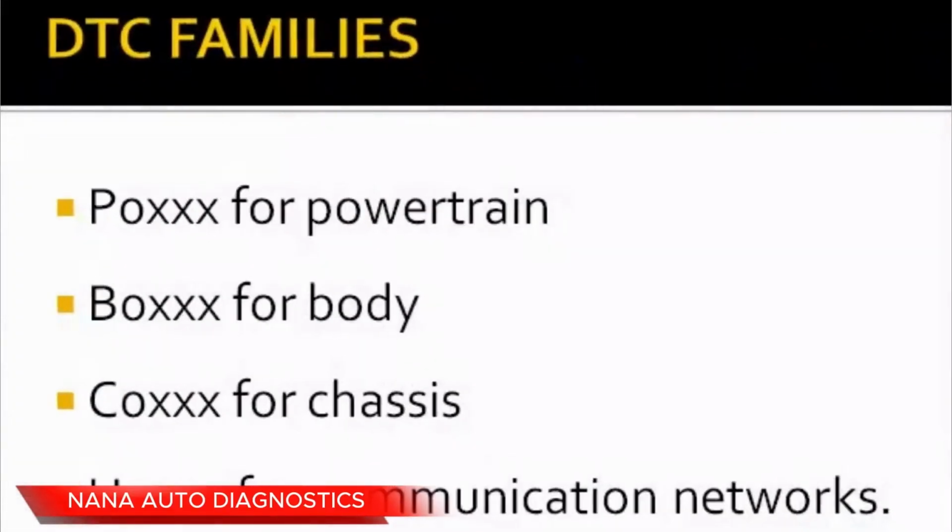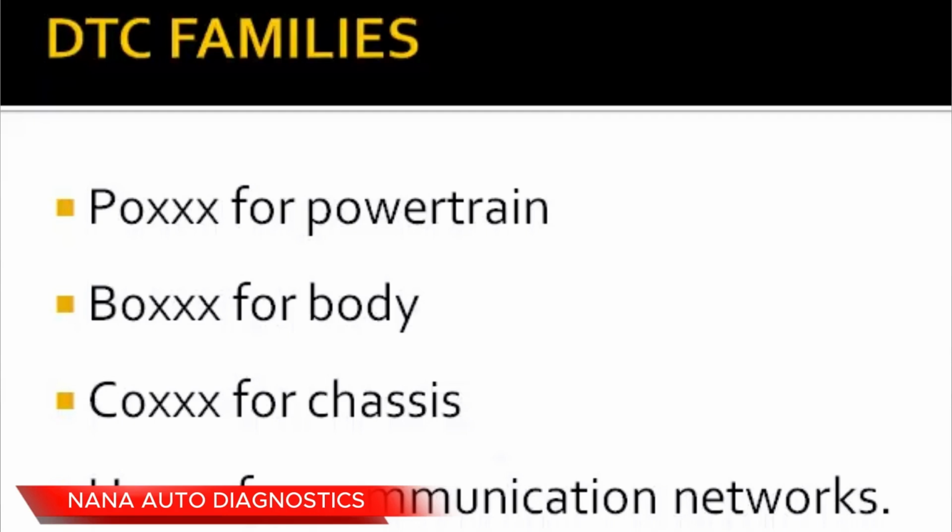These organizations also standardized fault codes, which we know as DTCs, into 4 main clear families, and they include the P0, which is for powertrain, the B0, which is for body, the C0, which is for chassis, and the U0, which is for communication networks.